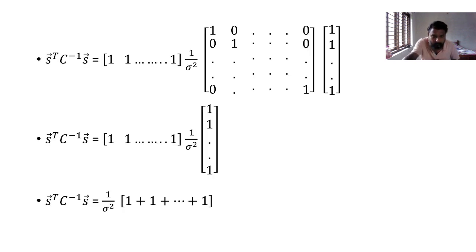Let me just write that one. S transpose C inverse S can be rewritten as 1 by sigma square times 1 plus 1 plus 1, etc., plus 1, which I can write as n. So S transpose C inverse S equals n by sigma square. Okay, n by sigma square, since 1 plus 1 plus, etc., plus 1 can be written as capital N. That is S transpose C inverse S equal to capital N by sigma square.